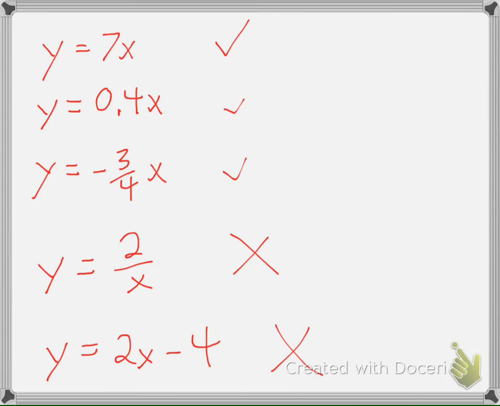Okay, because direct variation, it's called that because there's a direct relationship. You do this one thing to x and you get y. And here we're doing not one thing to x, but two things. We're multiplying it and then also subtracting. So this is not direct variation.